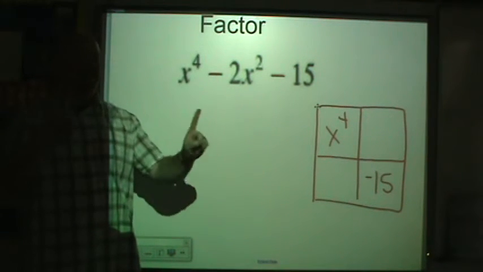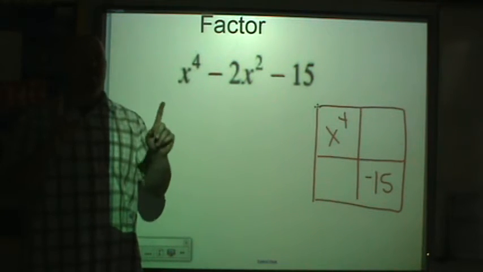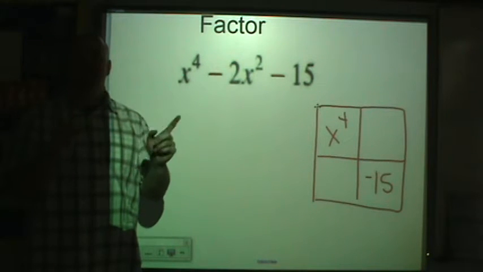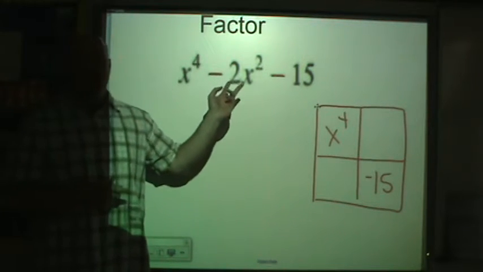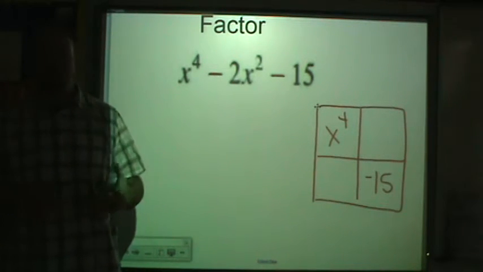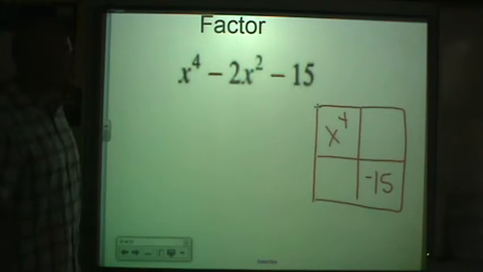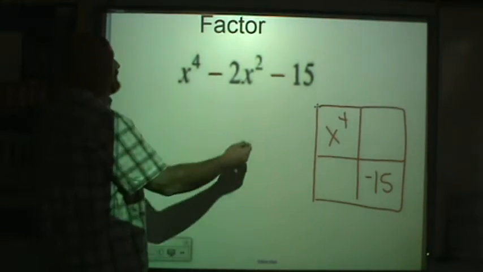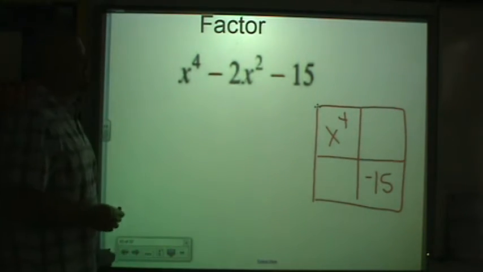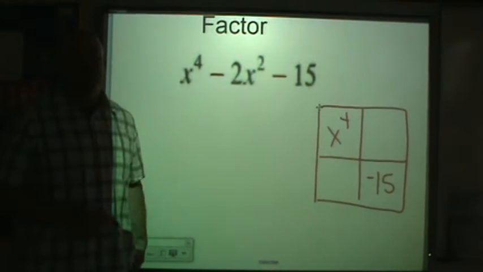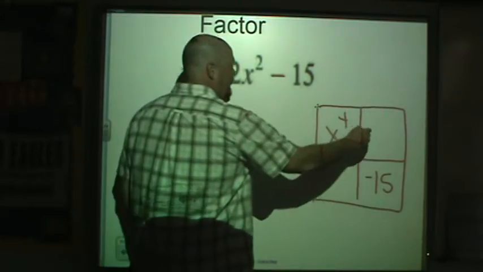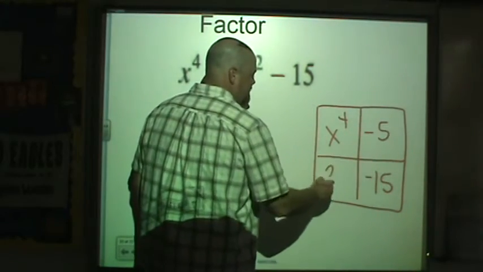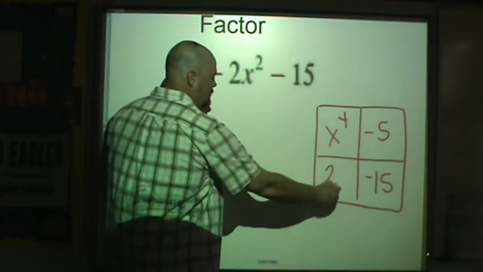So of the positive and negative numbers, which one has to be bigger, the positive one or the negative one? The negative one, because the sum is negative. I'm throwing a lot of generic terms out there, but I think you guys get the handle on this. So what two numbers multiply to be negative 15 and add to be negative 2? Negative 5 and positive 3. Sorry.